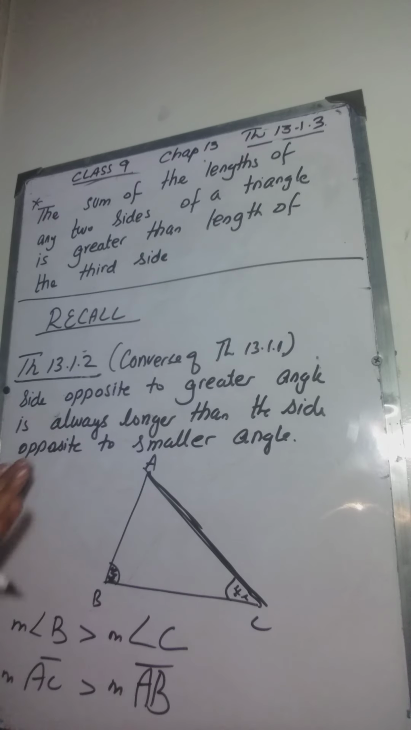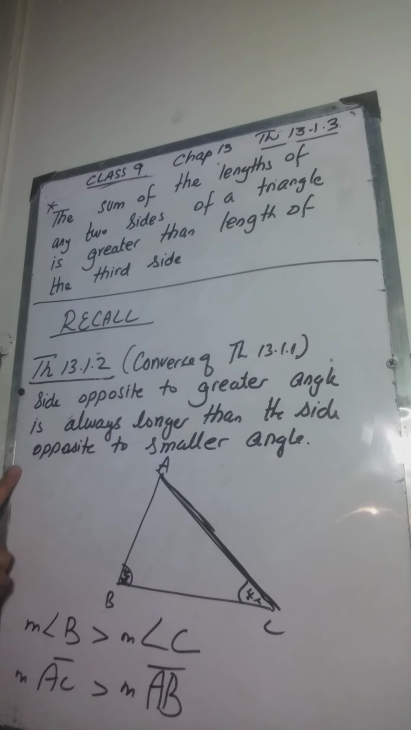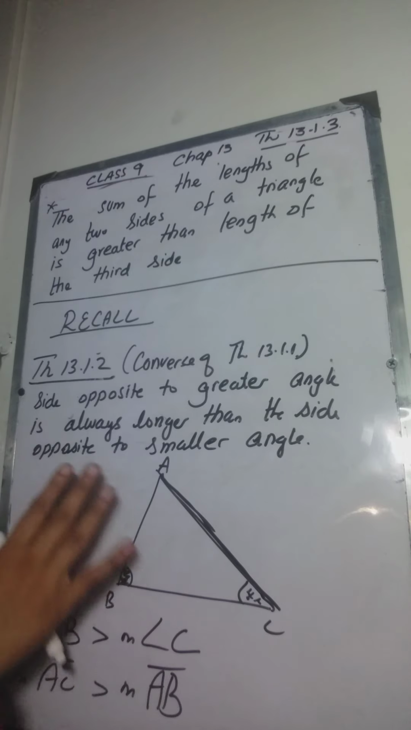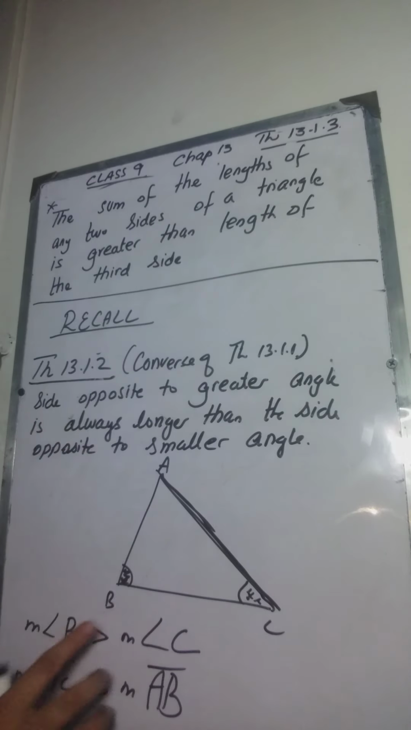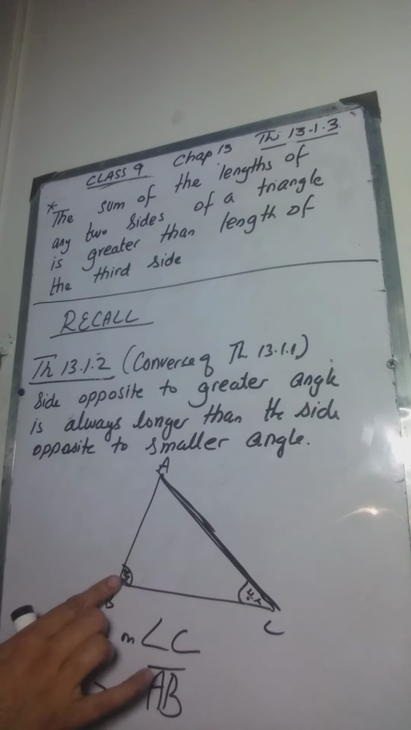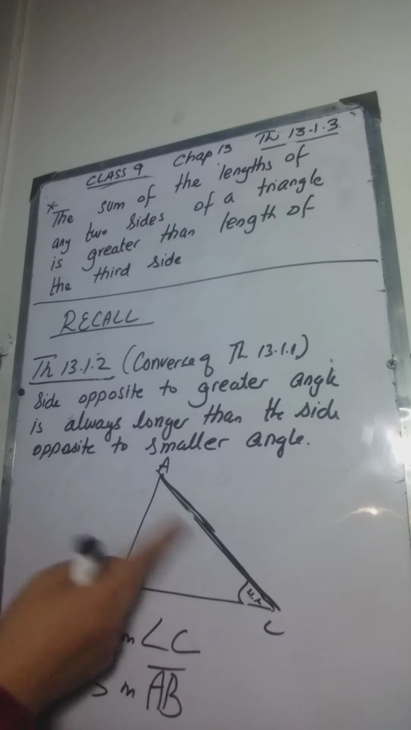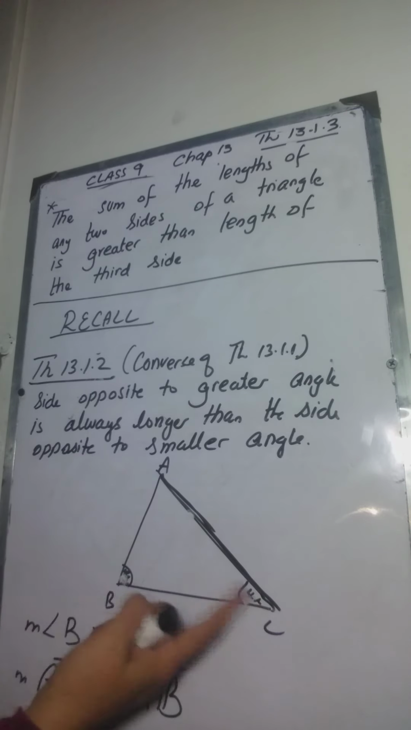So this is the statement of the theorem that we are going to use in our current theorem. I am not going to prove this, but we have to use the statement in the proof of that theorem. Therefore, we have to understand this. What does it state? If you have two unequal angles, if angle B is greater than angle C, then the side opposite to the greater angle will be longer than the side opposite to the smaller angle.